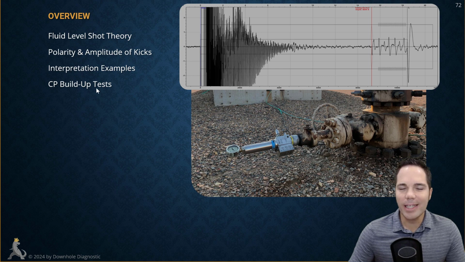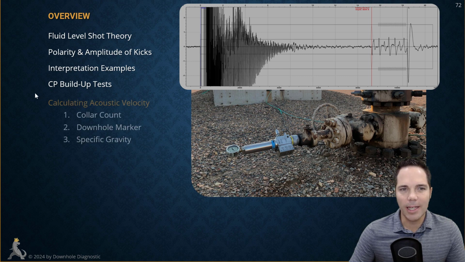And then we're going to talk about the casing pressure buildup test, which is used to approximate how much gas is flowing up the annulus. This is something you do after the fluid level shot, and it's very important in calculating approximately how much gas-free liquid is down there above the pump. So we'll look at examples of that.